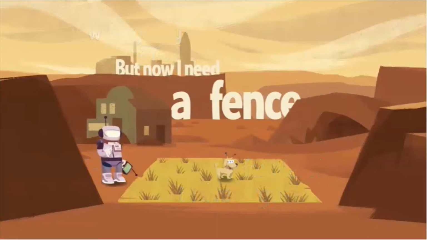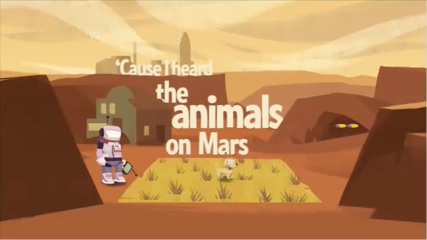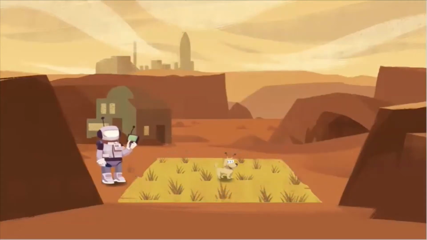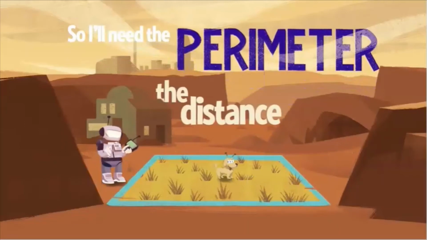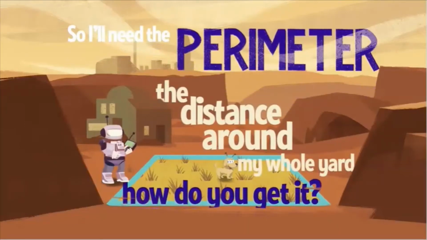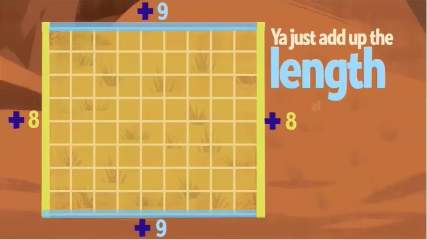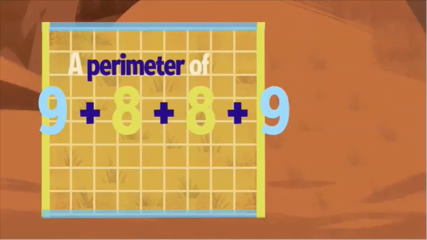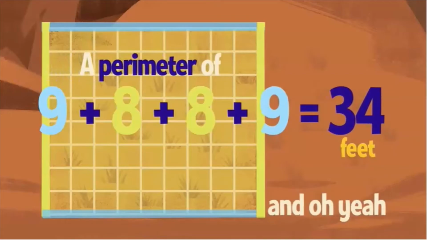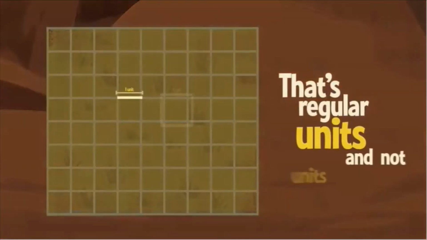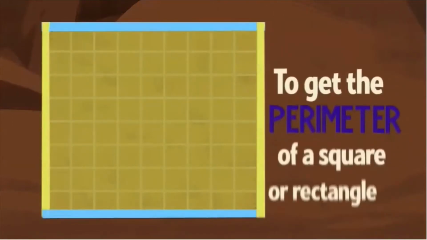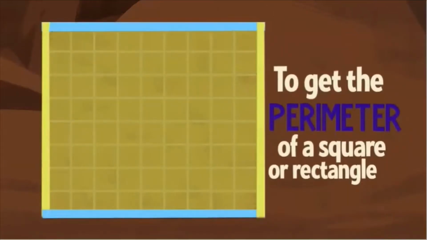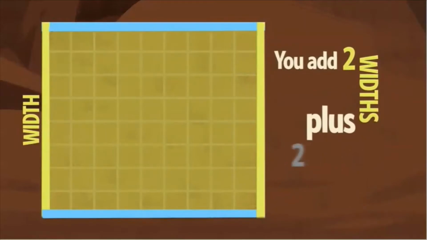But now I need a fence cause I heard the animals on Mars could be intense. So I'll need a perimeter, the distance around my whole yard. How do you get it? Yeah, just add up the length of the sides. 9 plus 8 plus 8 plus 9's a perimeter of 34 feet. And oh yeah, that's regular units and not units squared. So let's take a look from another angle. To get the perimeter of a square or rectangle, you add 2 widths plus 2 lengths.